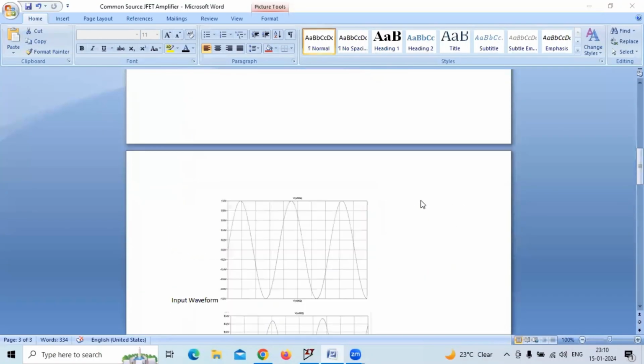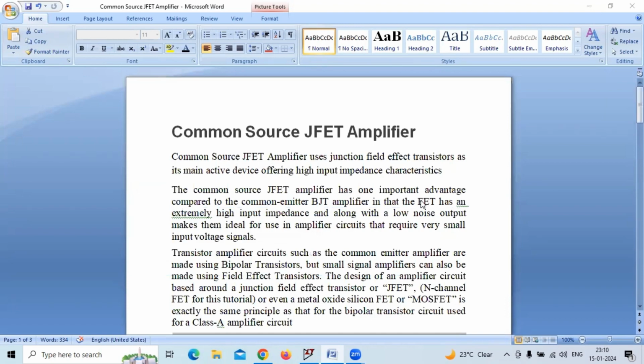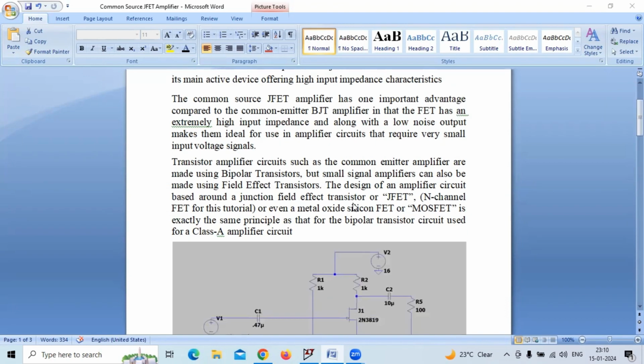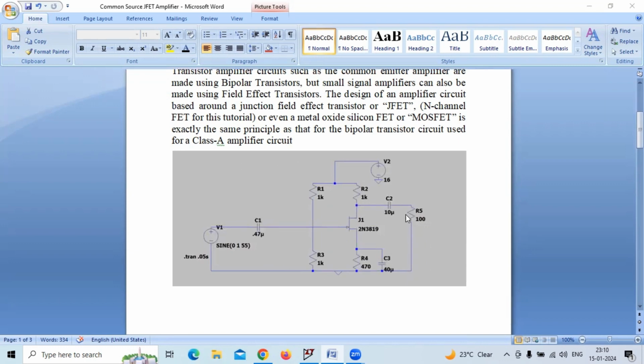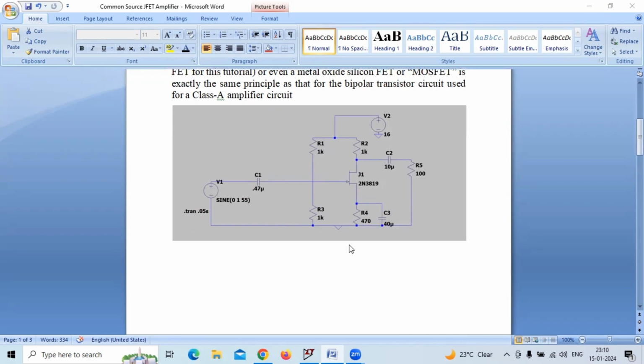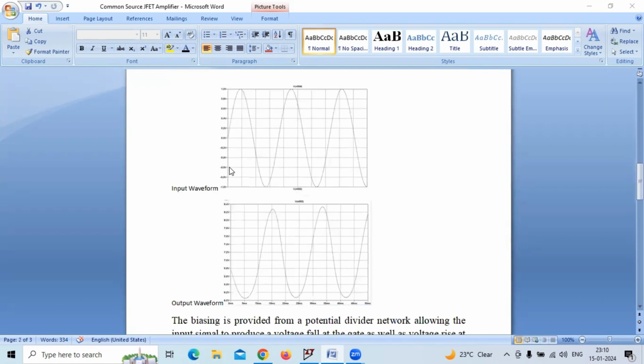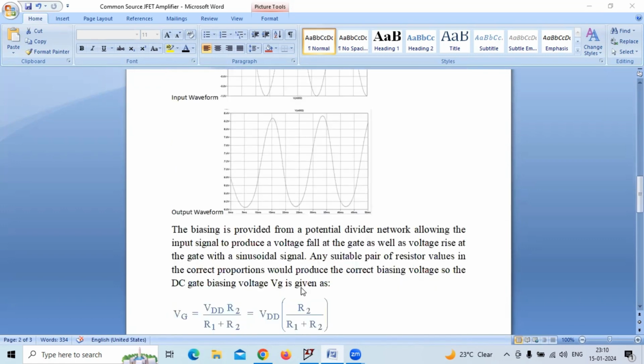Hello everyone. Today we'll perform the next experiment, which is the common source JFET amplifier. This is the circuit diagram that we had plotted in LTspice, and this is the output that we are obtaining. Input waveform and output waveform are inverted.